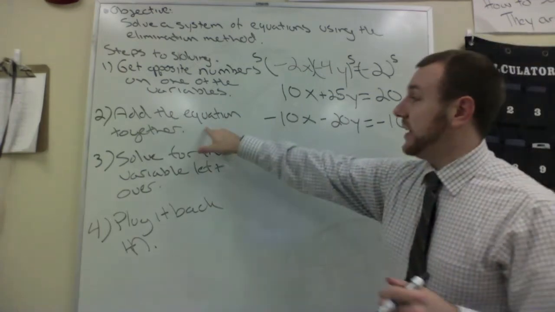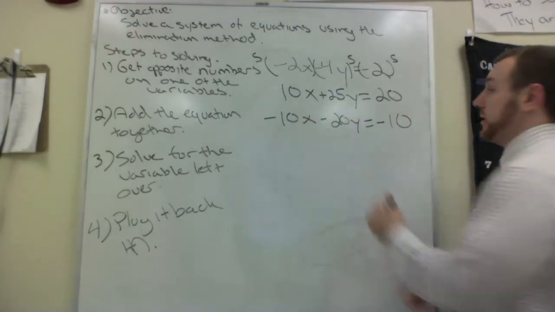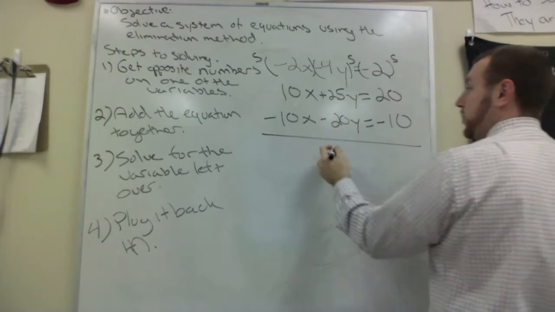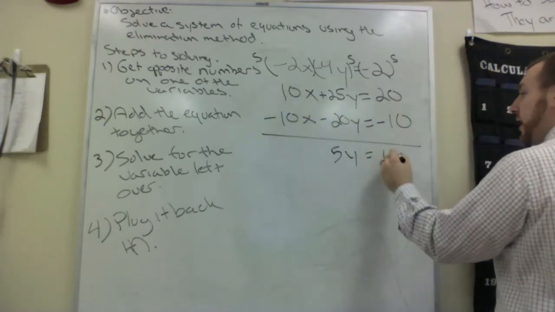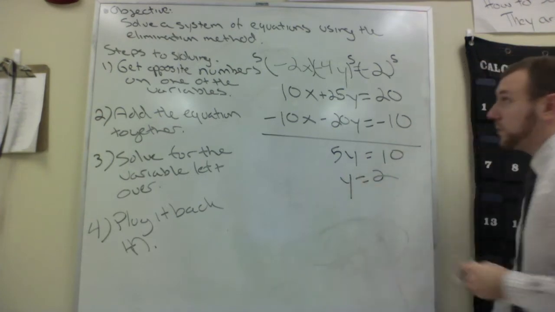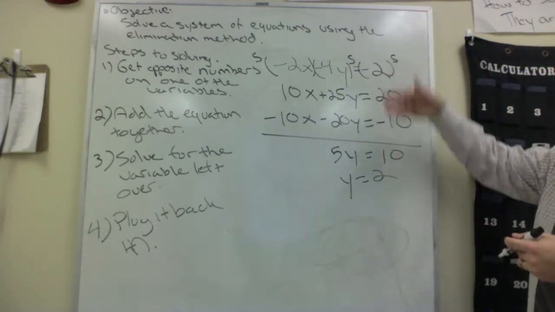So now I can add the equations together because now I have opposites. Okay, 25 minus 20, that's 5y. Those get canceled out, and that is 10. So y equals 2. Now I can plug it back in.